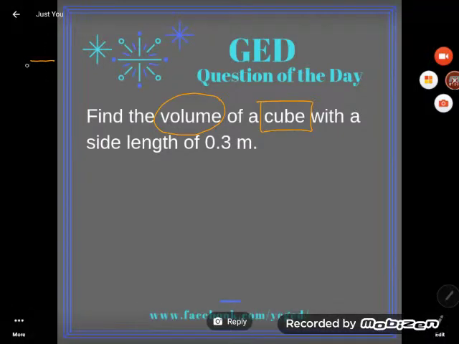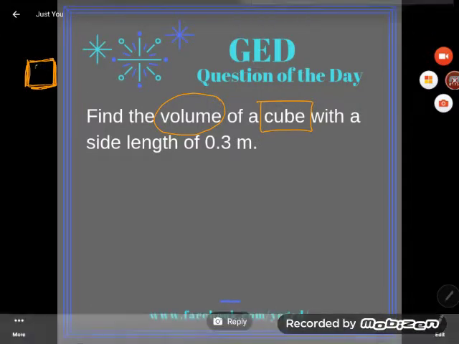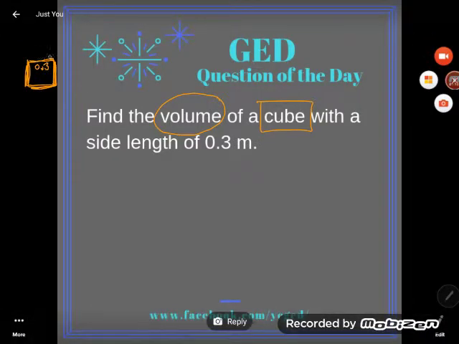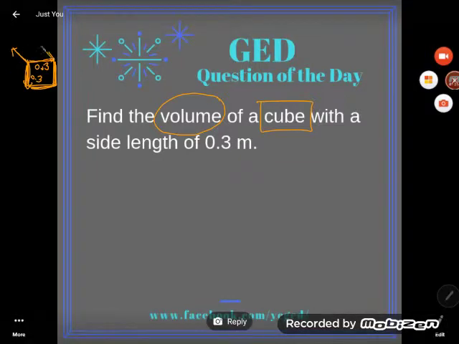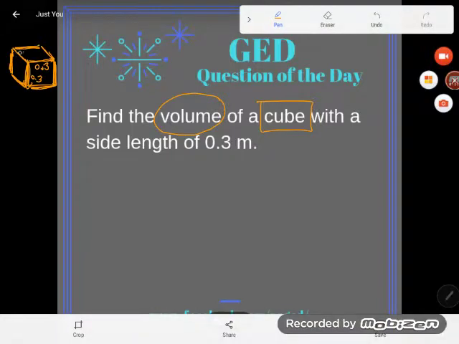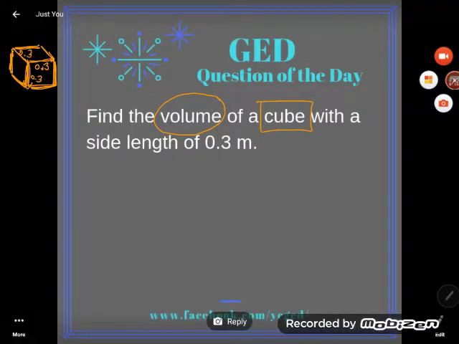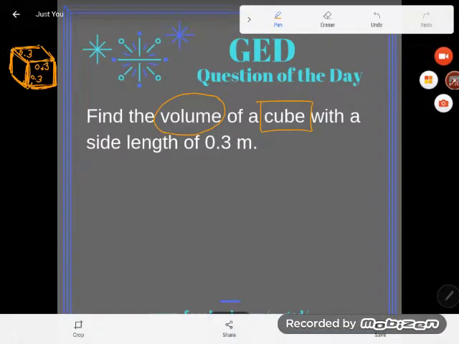So a cube is similar to a square in that it has the same dimensions, and we see this in this case the side length is 0.3 meters. But where a square is only two-dimensional, a length and a width, volume is three-dimensional. It goes out in a third dimension. It's not flat like a piece of paper. It's like a square box. And so it's 0.3 meters out in each one of those three directions.